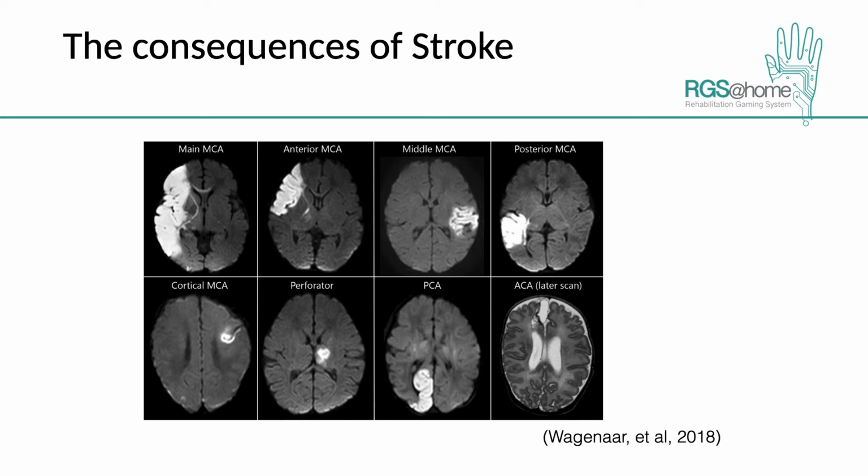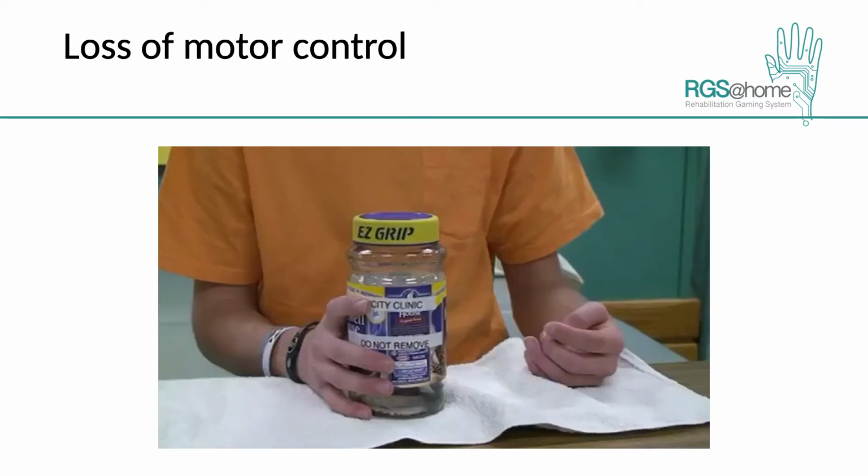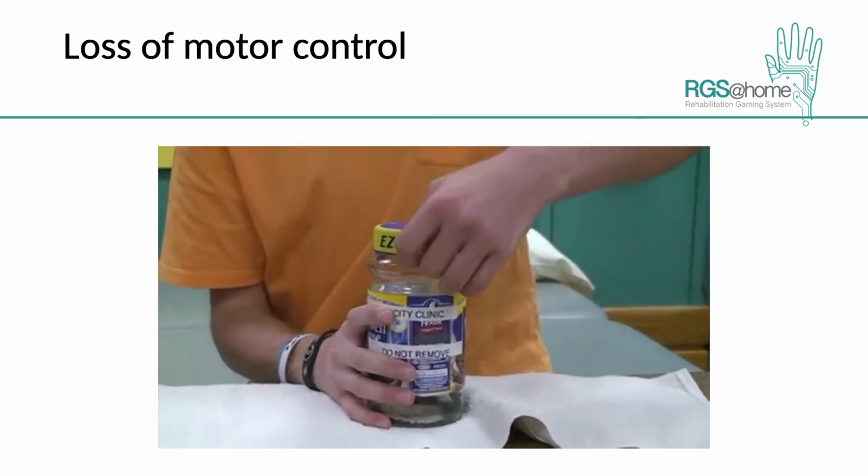And as a consequence, we can observe a number of disabilities or impairments that occur at different domains. We can observe, for instance, that patients present problems in communication, in speech, also in the understanding of language. We can also see motor impairments, which can affect the upper extremities or the lower extremities. So now I would like to show you a video of a patient that presents hemiparesis.